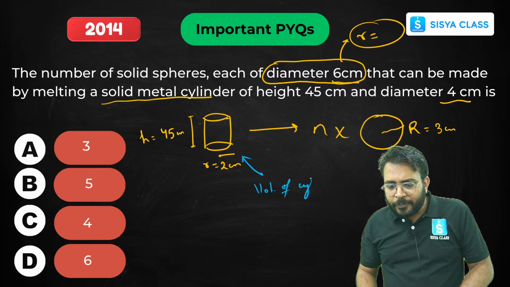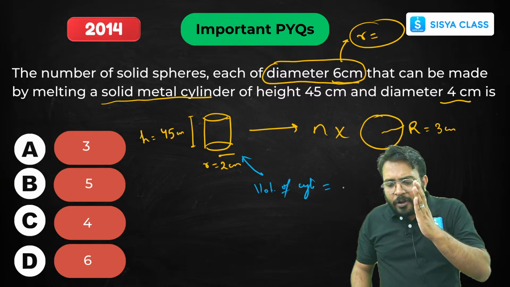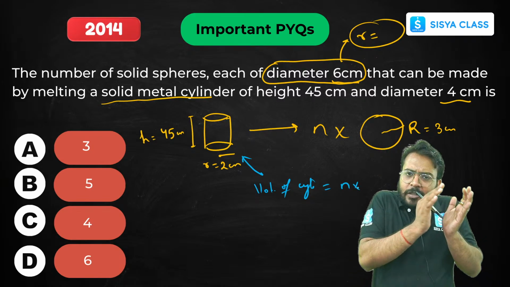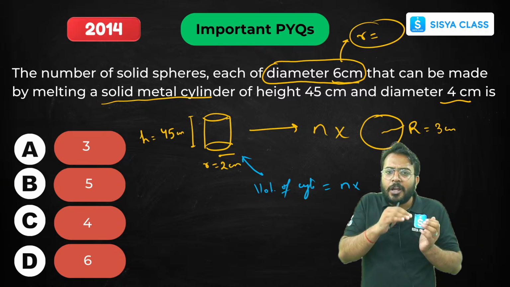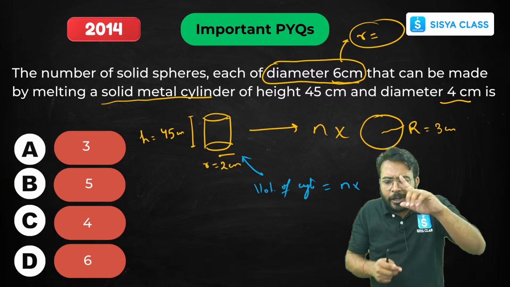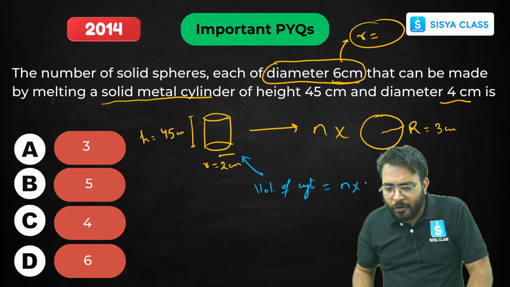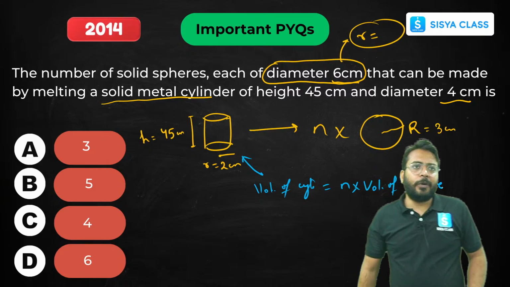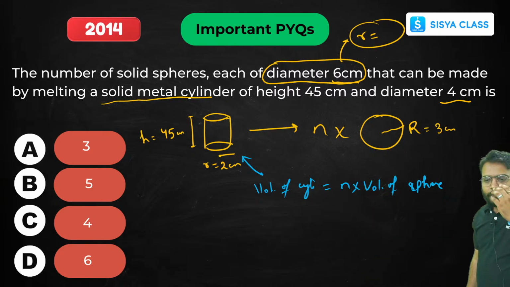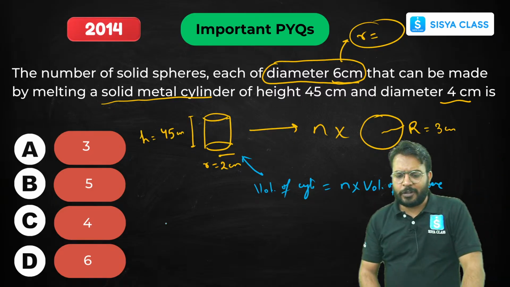So what we have learned, when you are melting this, whatever the volume of the cylinder has, from the same volume you are forming n number of spheres. So n into the volume of your sphere, yes or no? Fine. Now we just need to substitute our values here.